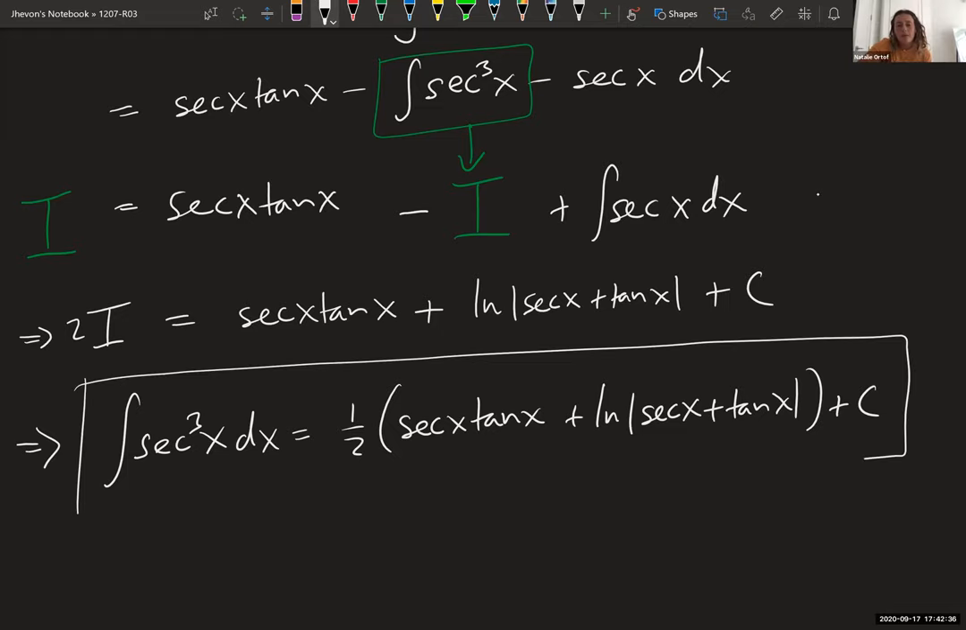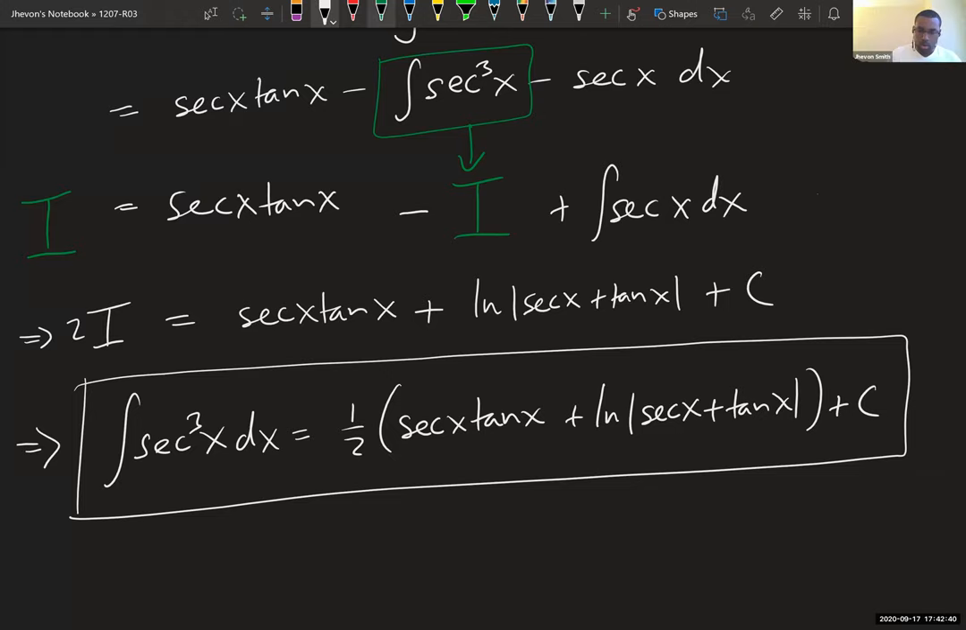Professor, where did the 1/2 come from? I'm sorry, the 2. Oh, when I brought this I to that side. So I plus I to both sides. Okay. So that actually worked out.